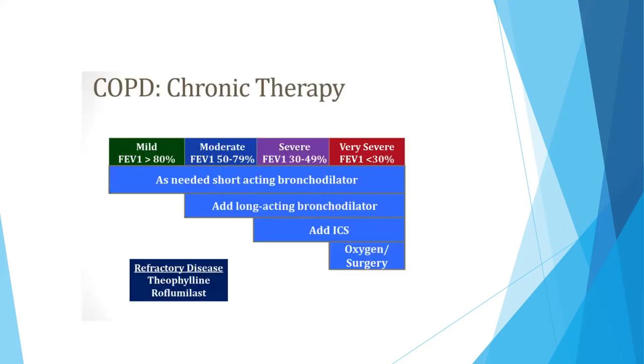So this is the basic outline of COPD chronic therapy. So first we go with short-acting bronchodilator, and then we add the long-acting bronchodilator, and then we add the inhaled corticosteroids, and then we go for oxygen or surgery. Okay, and in case of refractory diseases, we go with theophylline or roflumilast.